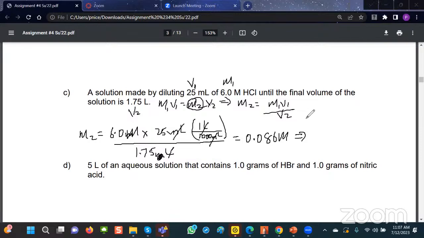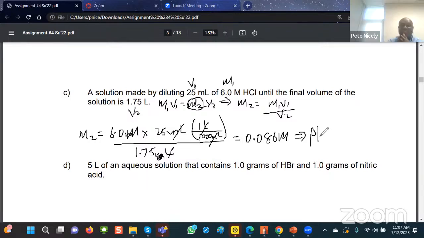And then what do we do with this? Plug it into the pH equation. Okay, so pH will be equal to minus log of 0.086. And what does that give? According to my calculations, I got 1.07. So that would be the final answer. All right.